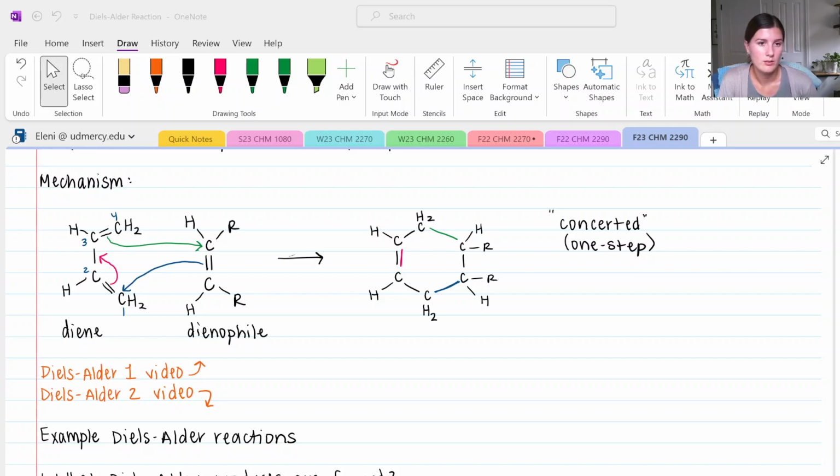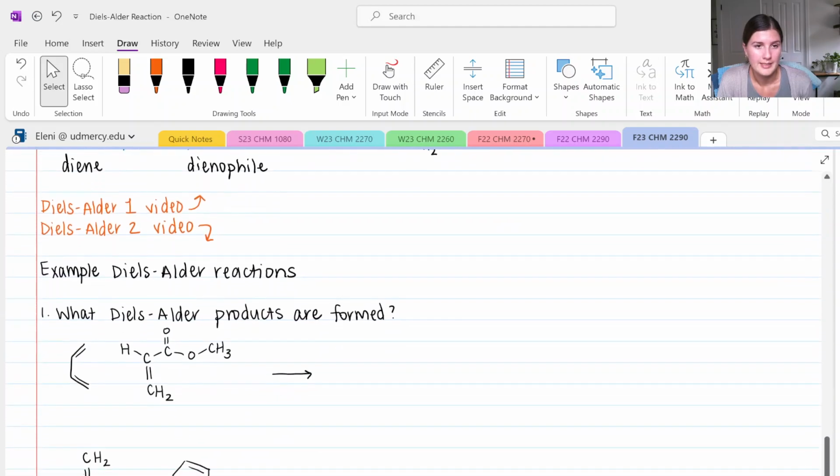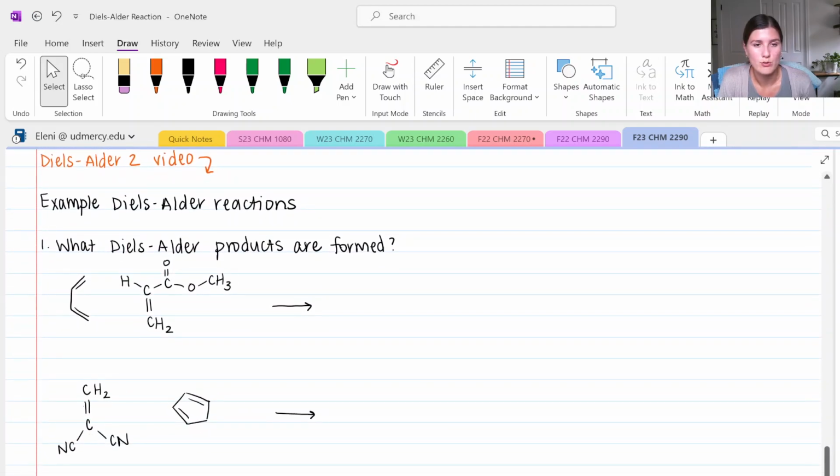In the last video, we talked about the Diels-Alder mechanism and the general reaction scheme. So that was the Diels-Alder 1 video. In this video, I'm just going to go through two examples of Diels-Alder reactions. So the question is, what Diels-Alder products are formed? We have two different reactions here, two different sets of reagents.